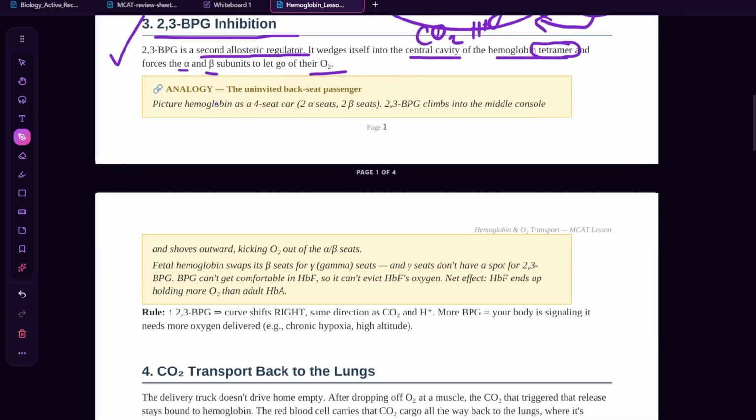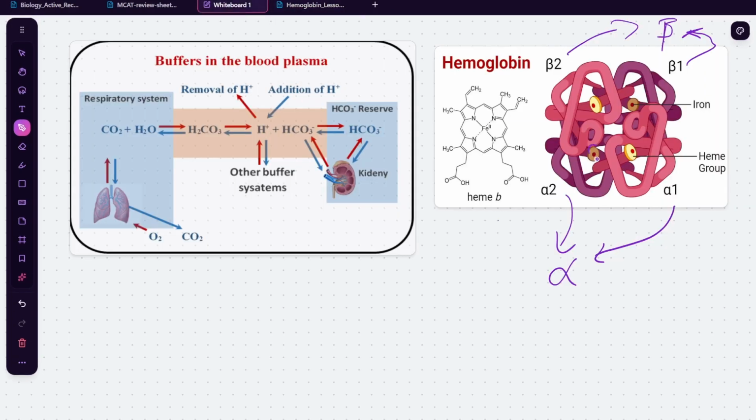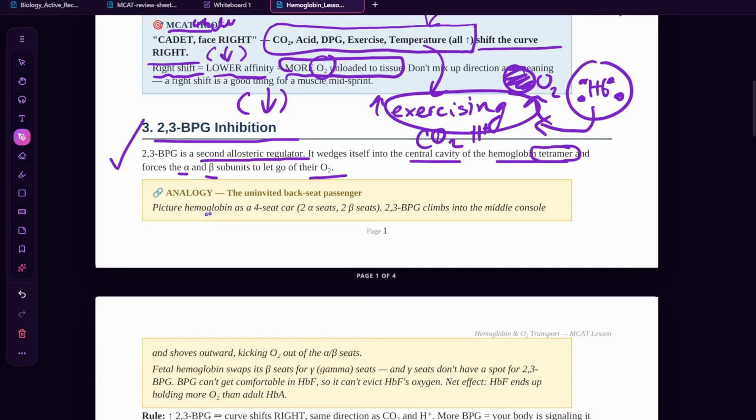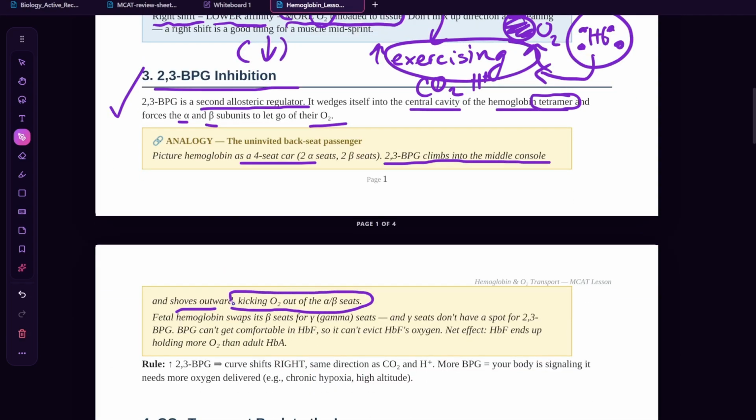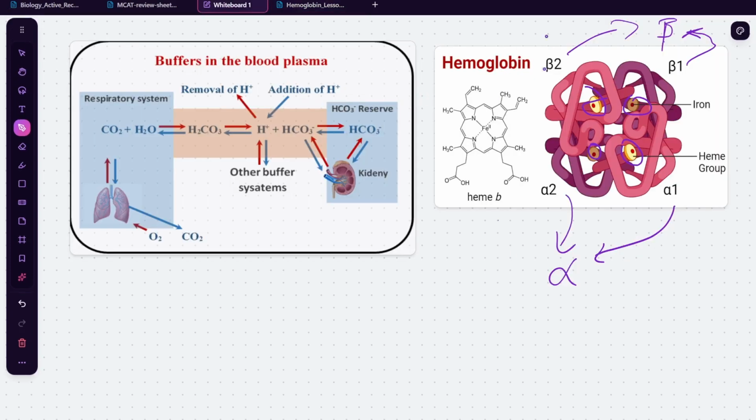Now we can go through the analogy to help you understand. So let's imagine hemoglobin as a 4-seated car. As we've imagined, it's a carrier of oxygen. So 1, 2, 3, 4. These are the 4 seats. And so now it has 4 seats, right? And the 2,3-BPG climbs in the middle console and shoves out, kicking O2 out of the alpha beta seats.